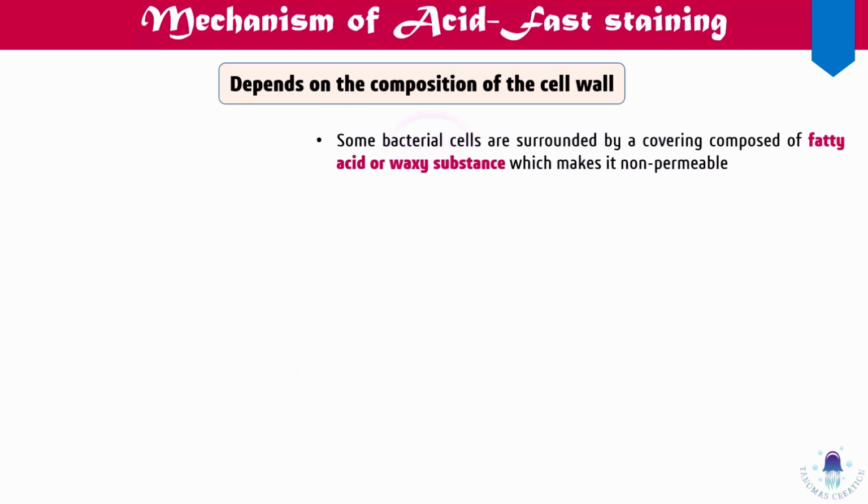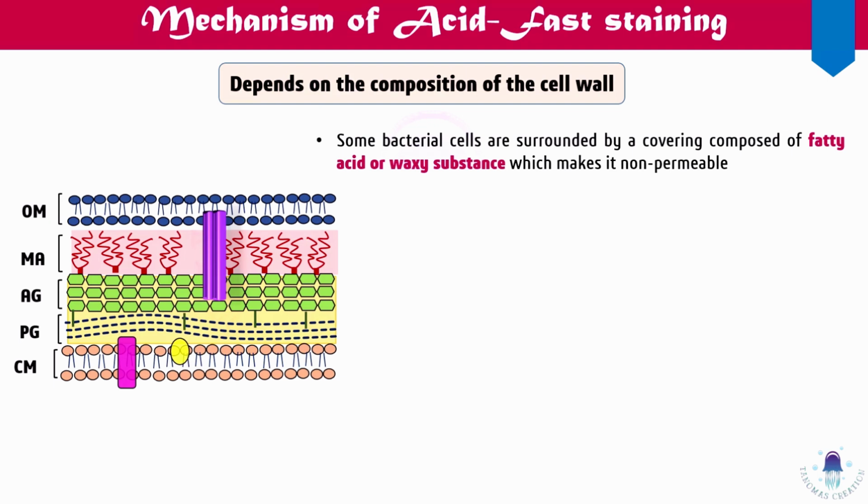Like I said previously, the cell wall composition of the Mycobacteria is very much different than that of gram-positive and gram-negative bacteria. Some bacterial cells, for example these mycobacterial cells, are surrounded by a covering on their cell wall. Outside the cell wall, they are surrounded by an extra covering which is composed of fatty acid or waxy substance, which makes it non-permeable. Right.